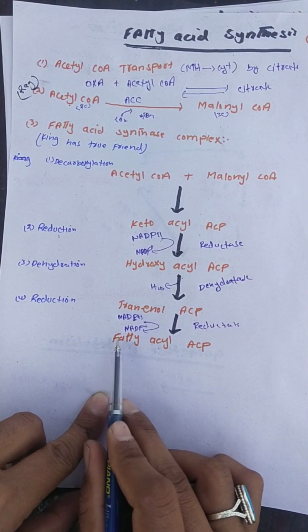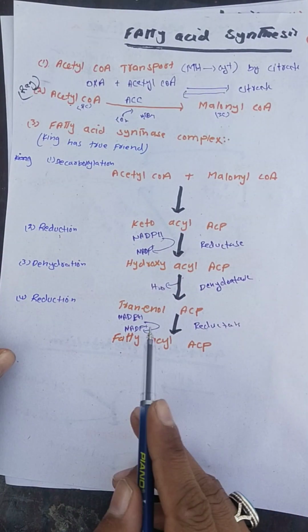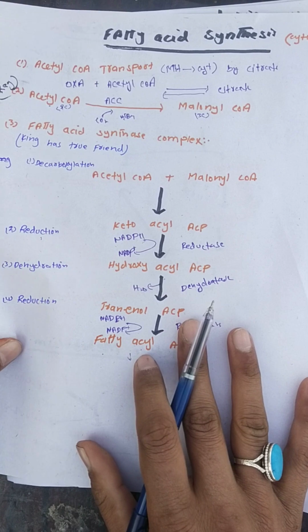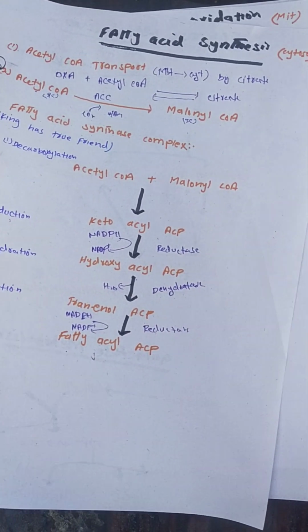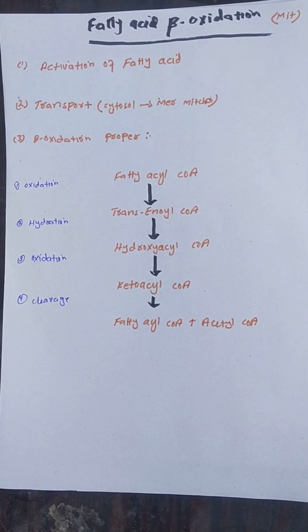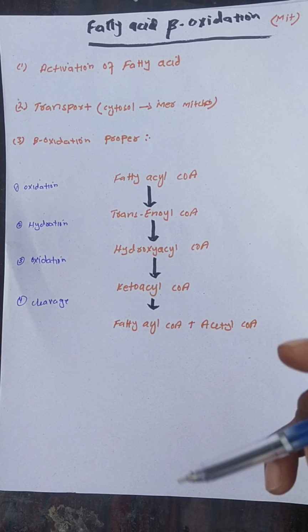Fatty acyl CoA is the active form of the fatty acid, so this is simply converted into fatty acid. So here the synthesis is done. If we want to degrade this fatty acid, we call it the degradation of fatty acid, beta oxidation. Beta oxidation is just the degradation of fatty acid. How?